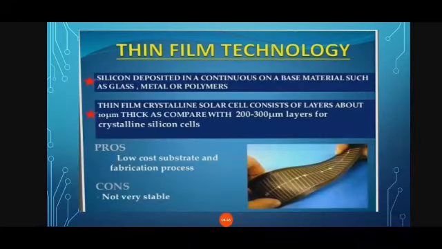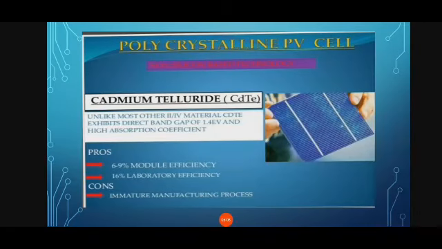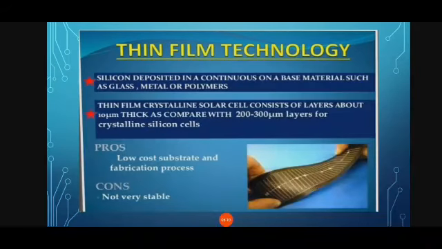thin film technology. Silicon is deposited in a continuous layer on a base material such as glass, metal or polymer. Thin film crystalline solar cells have a layer about 10 micrometers thick as compared with 200 to 300 micrometer layers for crystalline silicon cells. Its advantage is low cost substrate and fabrication process, but its disadvantage is that it is not very stable.